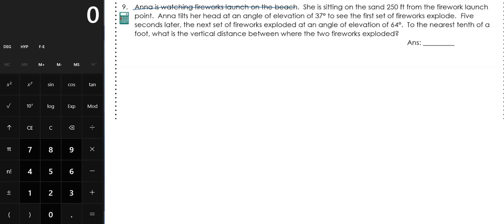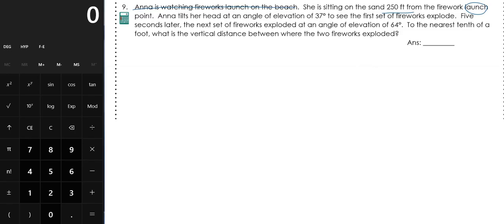She is sitting on the sand 250 feet from the firework launch point. Now we have a value here. This is important. So we're going to underline the fact that she is sitting 250 feet from the firework launch point. Now think about where fireworks launch from. They launch from the ground. So if she's sitting on the beach, then horizontally away from her is 250 feet, the launch point.